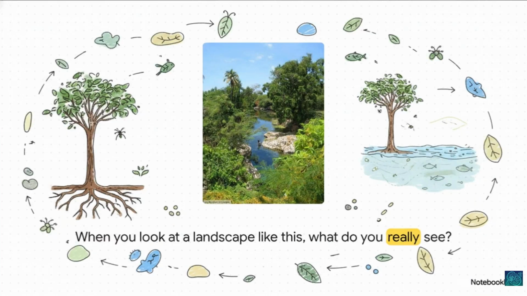Yeah, sure, you see the obvious stuff: trees, water, rocks, but there's so much more going on. Ecology is basically the science of all those invisible connections. It's the silent story of how that fish depends on the tree and the tree depends on the soil. It's this incredible web of life happening right in front of our eyes, and we're about to decode it.